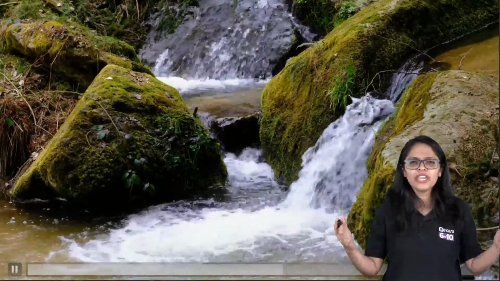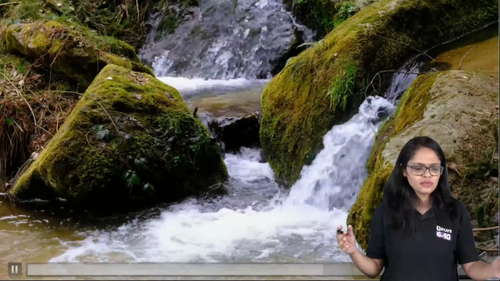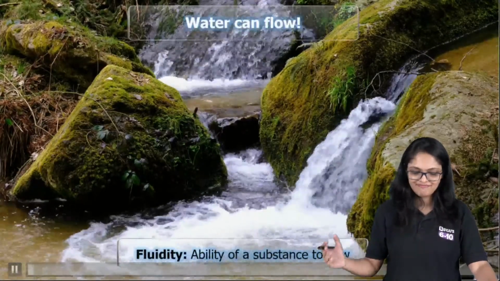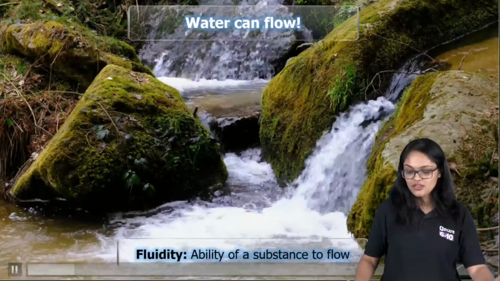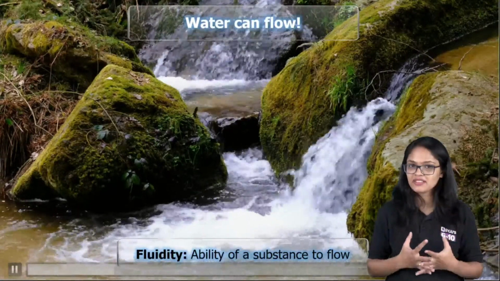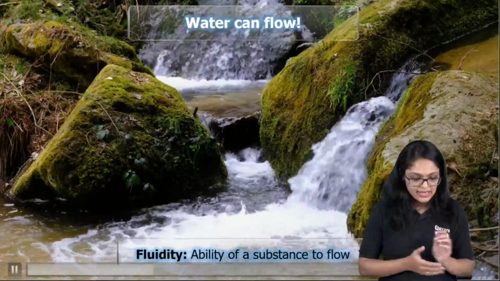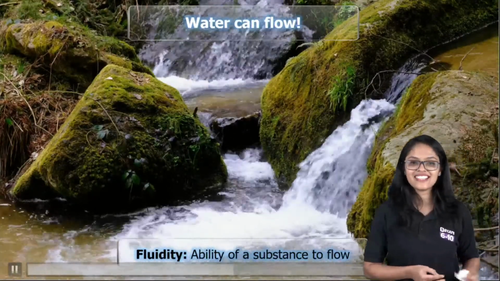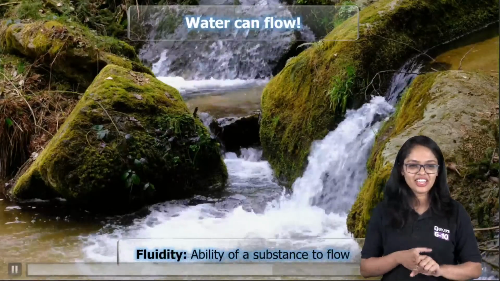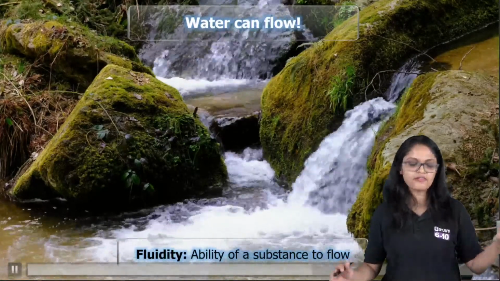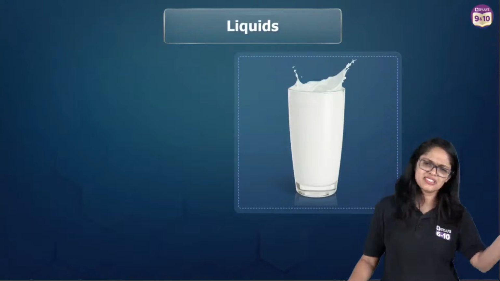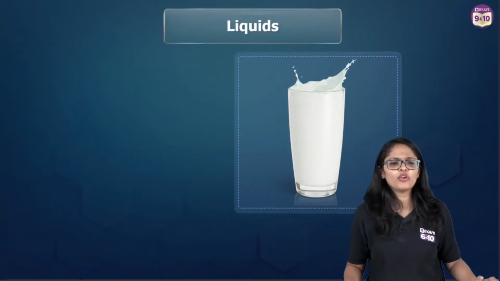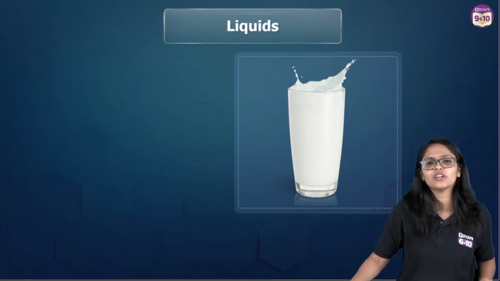What is this flowing ability called? Fluidity. The ability of a substance to flow is called fluidity. So these are a few characteristics of liquids. Water means liquids, right? Give me some more examples of liquids other than water and milk.